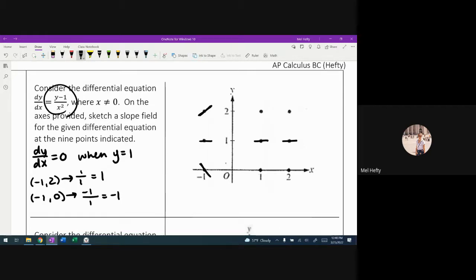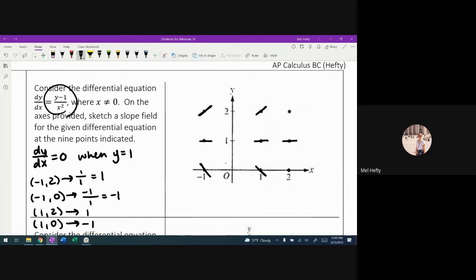All right, we're going to keep going. I'm going to plug in the ones at x equals 1. So (1, 2) and (1, 0). Are these going to be exactly the same as the ones we just did? Yeah, it's going to be 1 and -1 again, because the only change I made was to that x that was squared before. So drawing here, imagining it go through there.